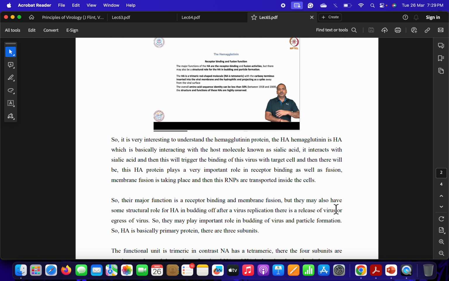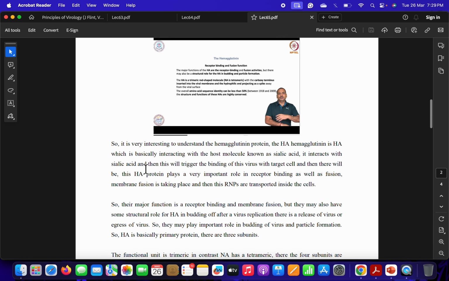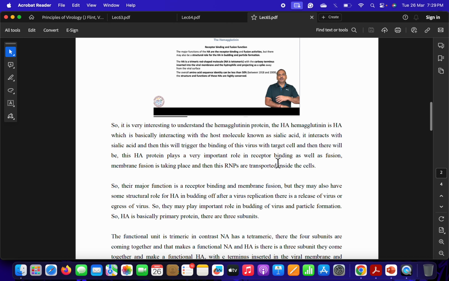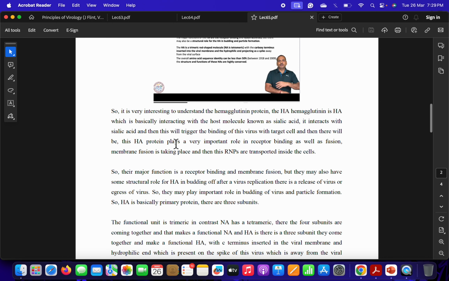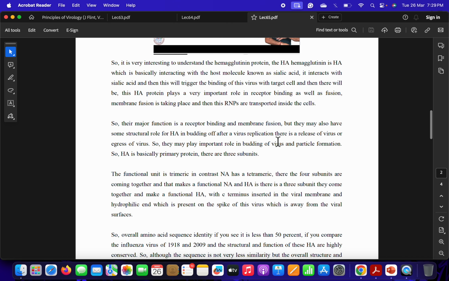So it is very interesting to understand the hemagglutinin protein. The HA hemagglutinin basically interacts with the host molecule known as sialic acid. It interacts with sialic acid, and this triggers the binding of the virus with the target cell. The HA protein plays a very important role in receptor binding as well as fusion. Membrane fusion takes place, and then the ribonucleoproteins are transported inside cells.